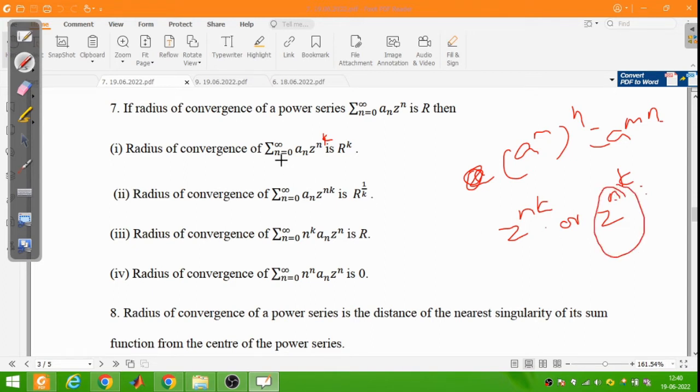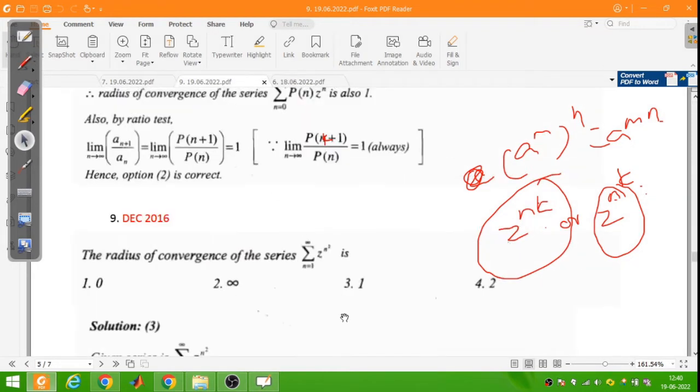In explaining this property I said that for z power nk, or z power n the whole power k, the radius of convergence is r power k. You have to find the radius of convergence of your series, then raise it to the power k, then you get the original series's radius. But this property is not necessary for this problem, because a n equals 1. If a n is other than 1, then you have to use this property.